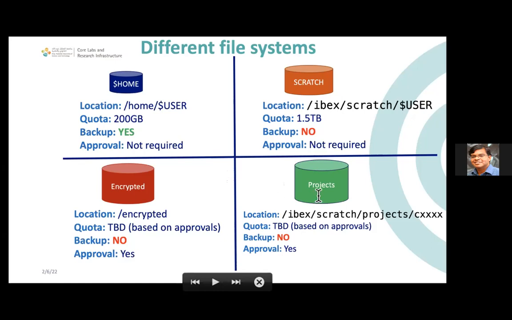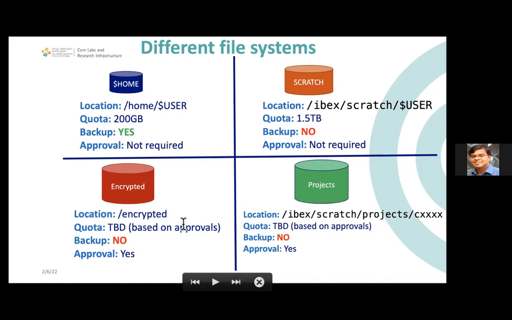Then the third file system is the project file system. The project file system is allocated on an approval basis. Say for example, once your PA is approved, we can allocate more than 1.5 TB quota per project. This requires PA approval followed by RCSE approval. Once that is in place, you can use more than 1.5 terabytes of storage in your project.